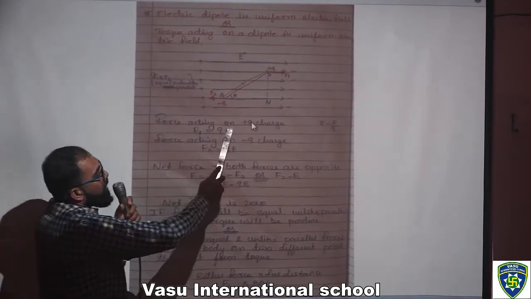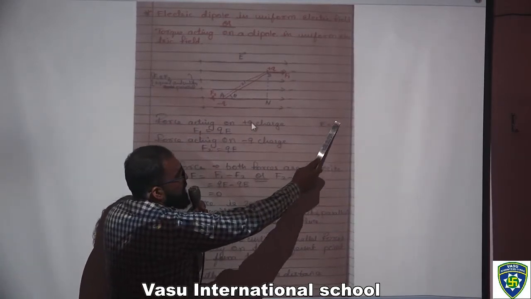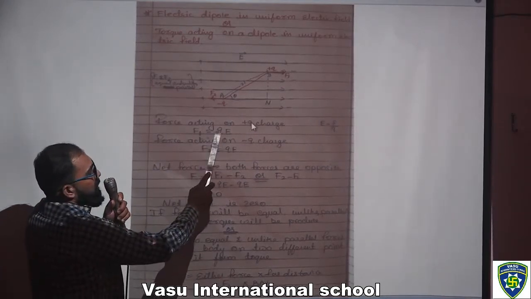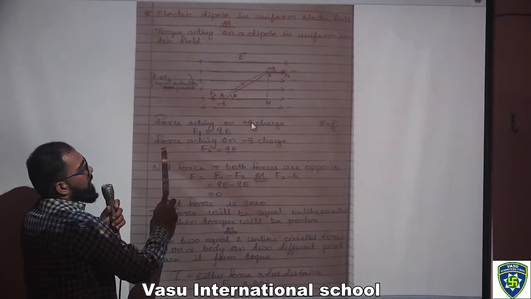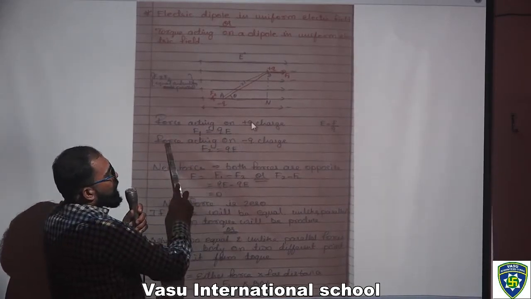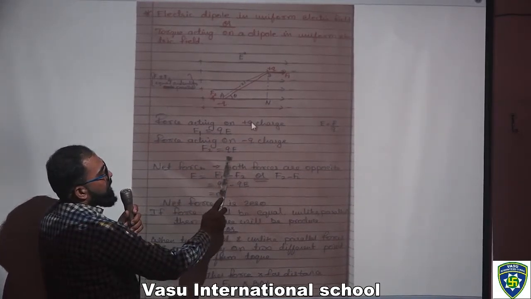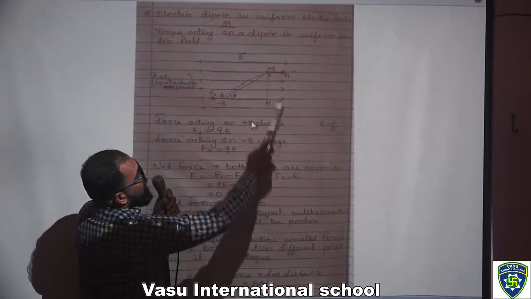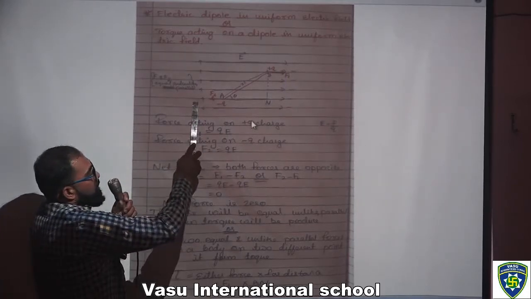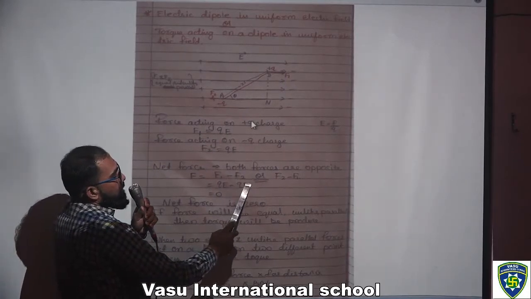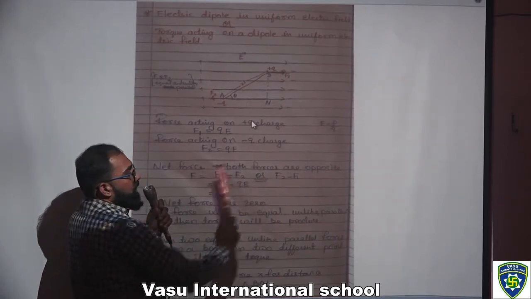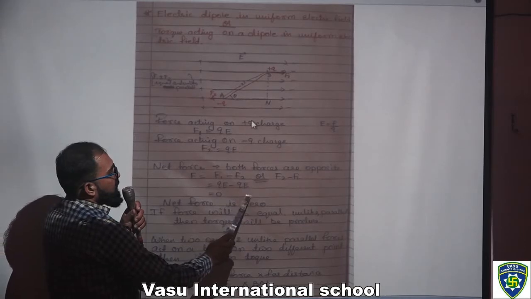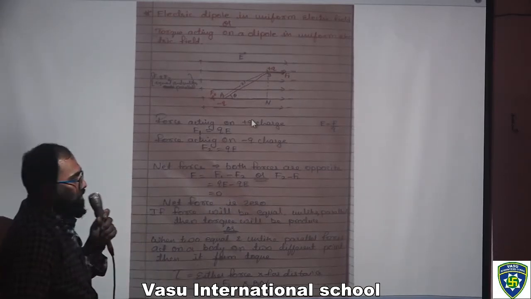So the force acting on a plus q charge: E is equal to F by q. So we get F1 is equal to qE. Same thing for minus q: the force acting on the minus q charge, F2, is equal to qE. Now the net force: both forces are opposite, one going in this direction and one in this direction. So F1 minus F2 or F2 minus F1, both are equal. F1 is equal to qE, F2 is equal to minus qE, so the net force is equal to 0.